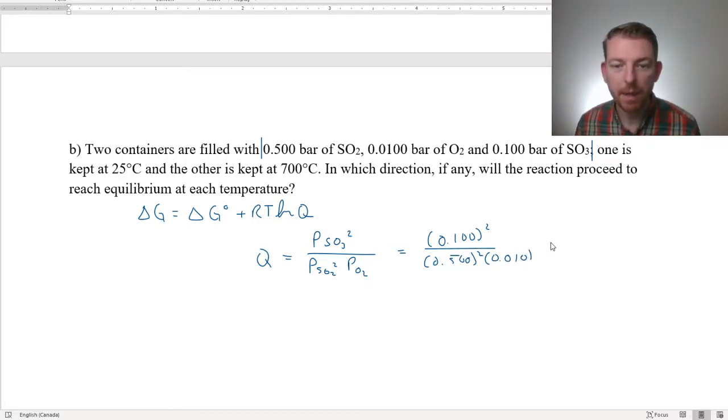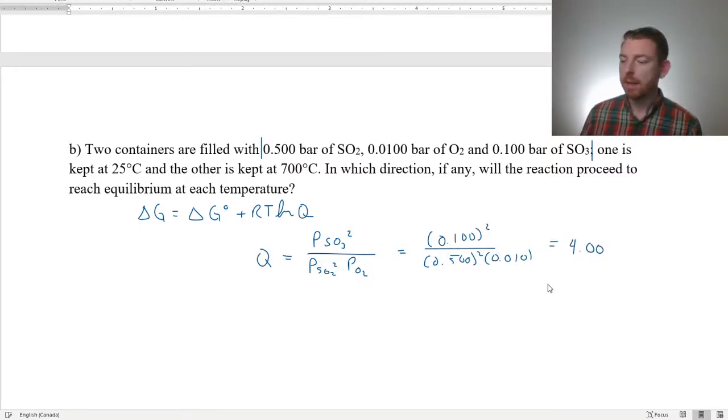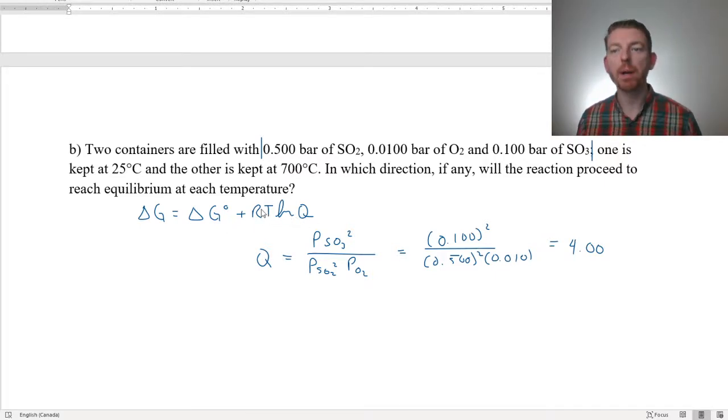Not squared. And if you do the math on that, we get 4. Okay. So under these conditions, we don't really need to take temperature in there because when we compare it directly with either the 298 or the 973, we're going to be comparing it at the same temperature. So let's just look at this Q value for the 2Ks.